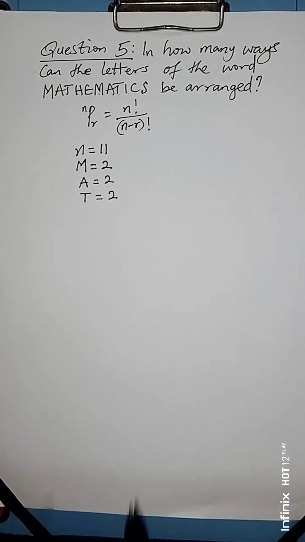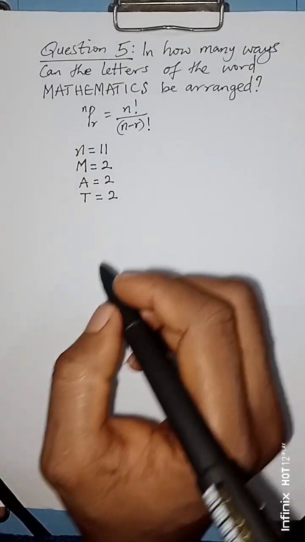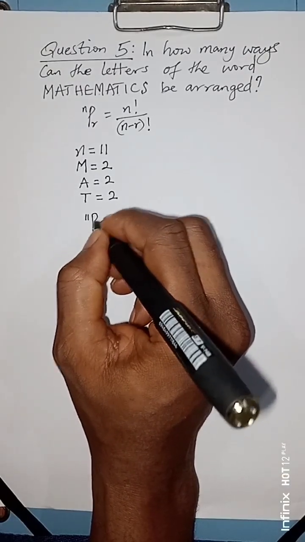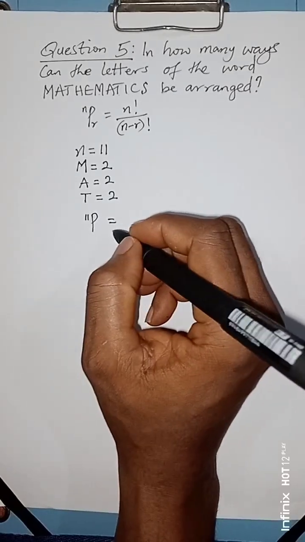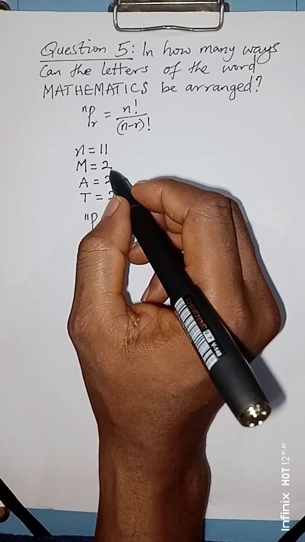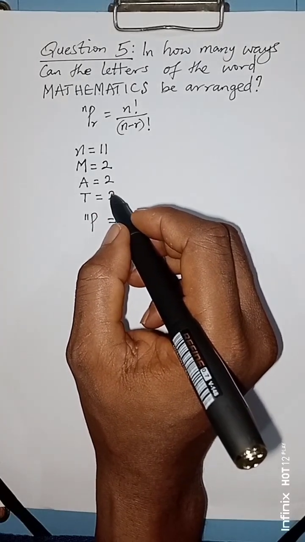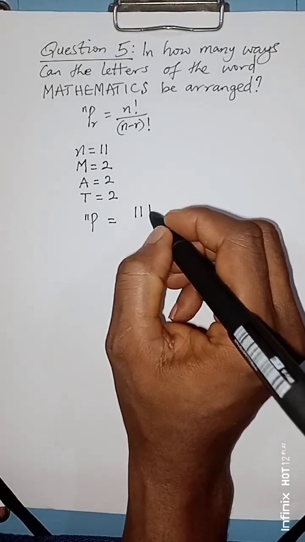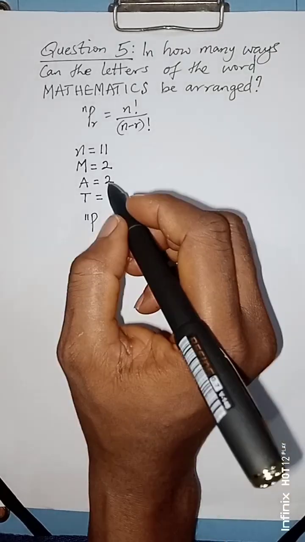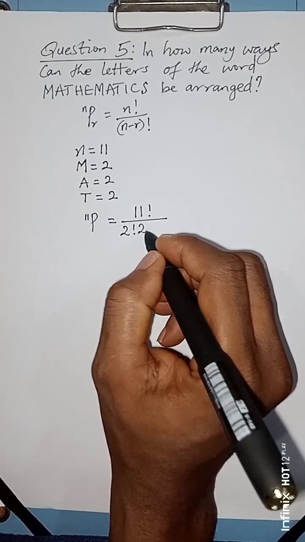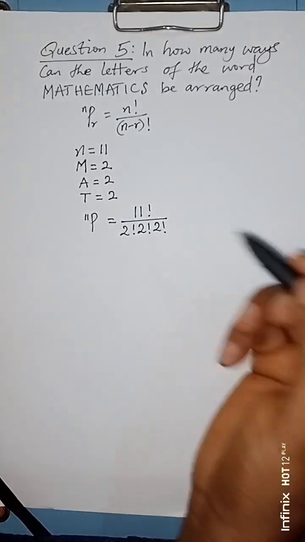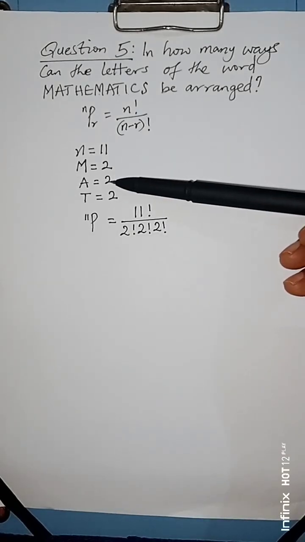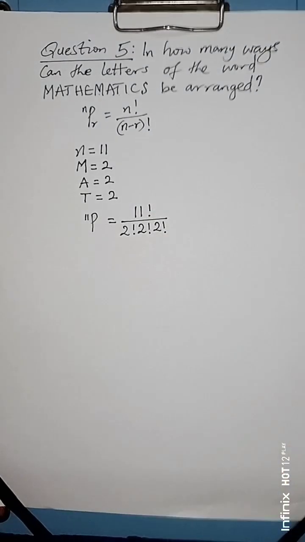So applying the formula of permutation, in this case, n will be 11. The r will be each of these numbers here for the letters that appear more than once. So it's going to be 11 factorial, divided by 2 factorial, 2 factorial, 2 factorial. So the 2 factorials are coming from M is 2, A is 2, and T is 2. So that's what you have there.